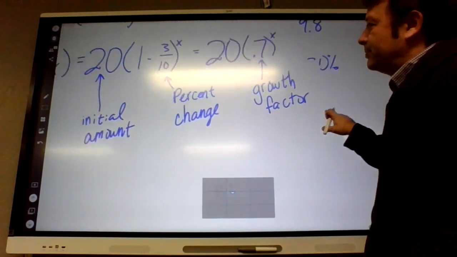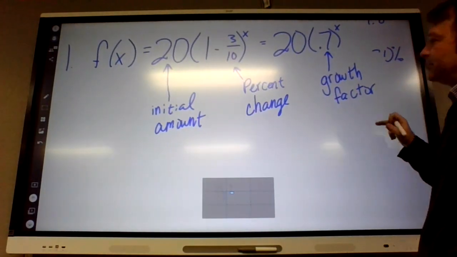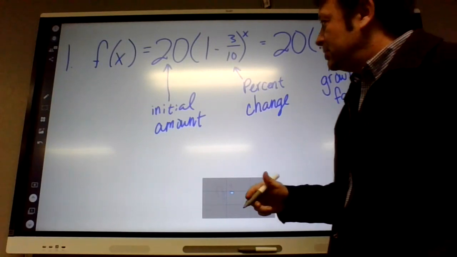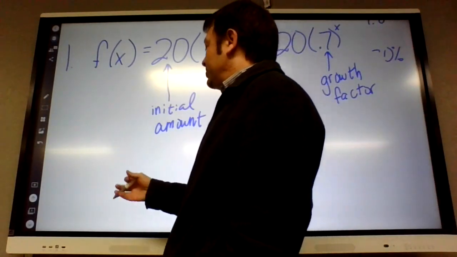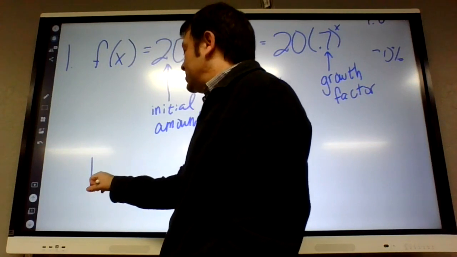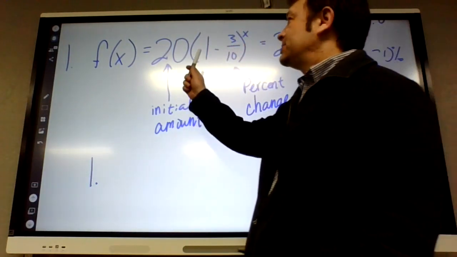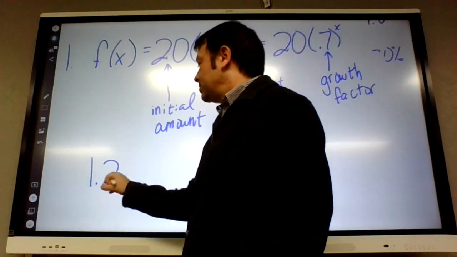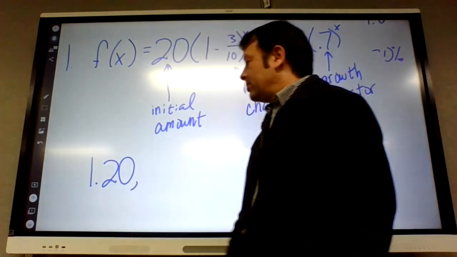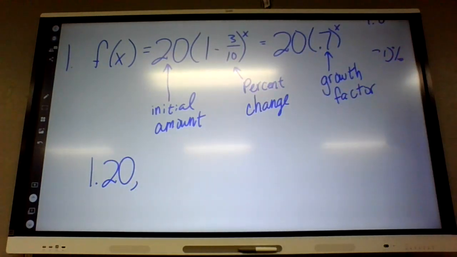Okay, so there are 4 questions on each of these. It doesn't take very long. Question number 1, we kind of answered all the questions already, but what is the initial amount? So that's the one they put out in front, it's the 20.